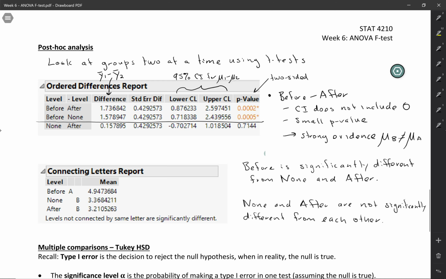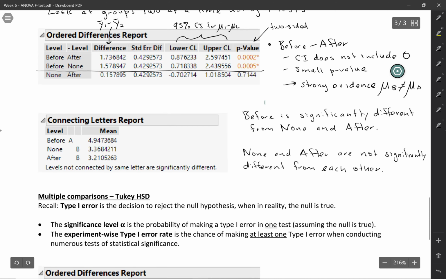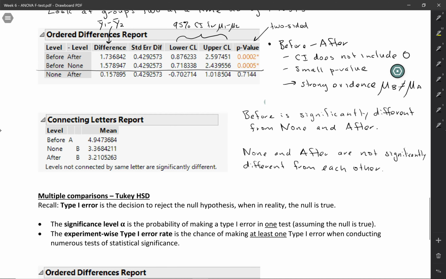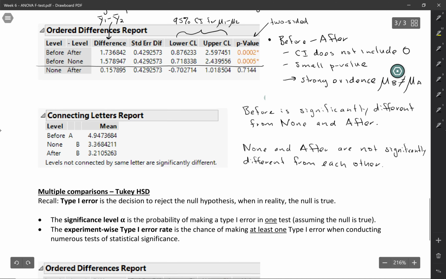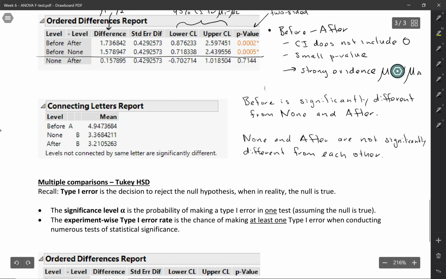So far, we've just been doing simple t-tests for this, but there's actually a little bit of a problem related to type 1 error. So remember, type 1 error is when you make a decision to reject the null hypothesis when in reality the null hypothesis is true. So that would be saying that two of these conditions, before, after, and none, are different from each other, when in reality they have the same effect on reading comprehension. So remember, the significance level alpha, that's the probability of making a type 1 error. But when we say the probability of a type 1 error, we mean a type 1 error in one test.